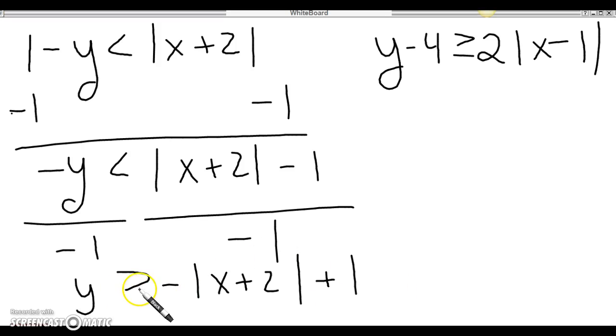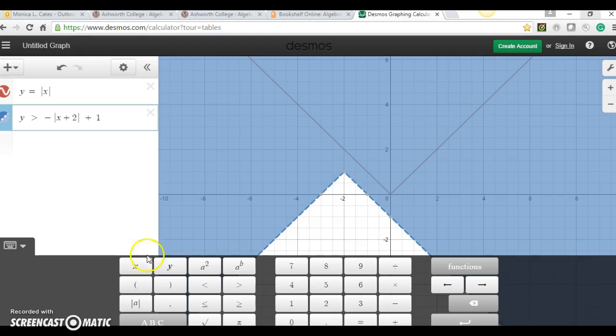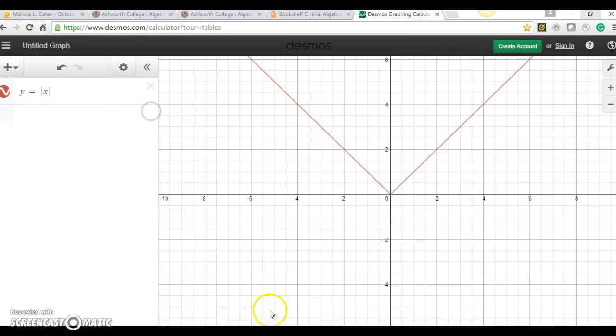Now I have an inequality. First of all, it's not equal to, so it's going to be a dotted line. And it says that y is greater than. If y is greater than, that means it's everything above my little triangle hat here. So let's change this to greater than. And you see that there's everything graphed above. All right, so let's look at the next one. We can close this one out.